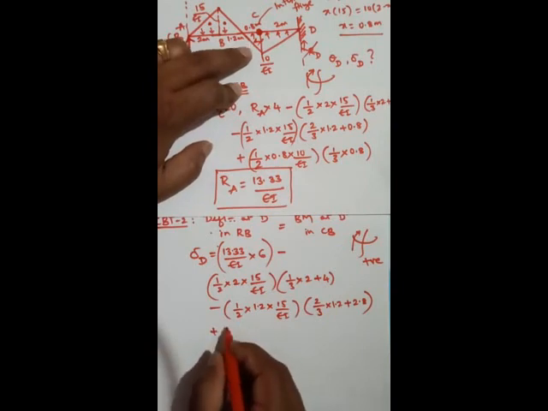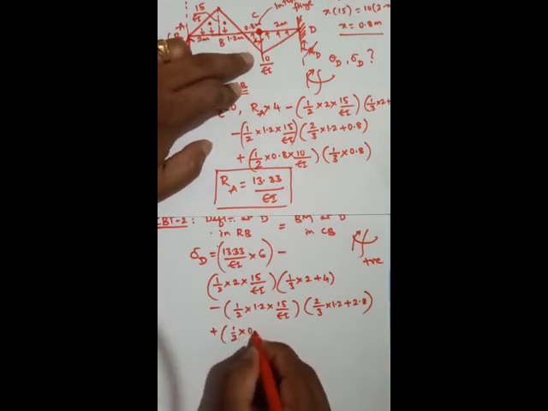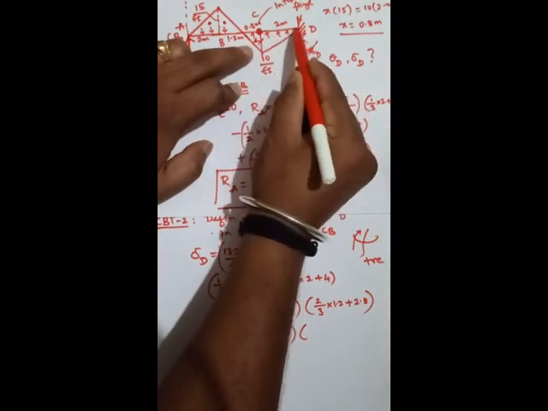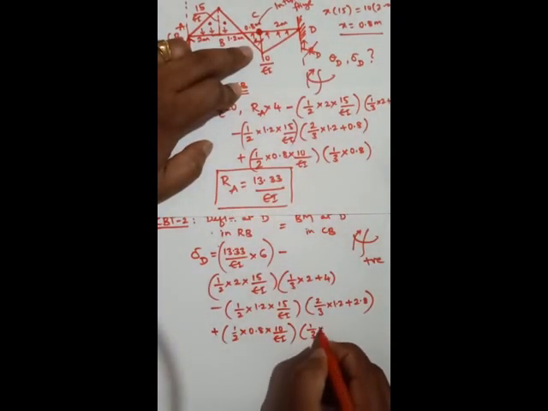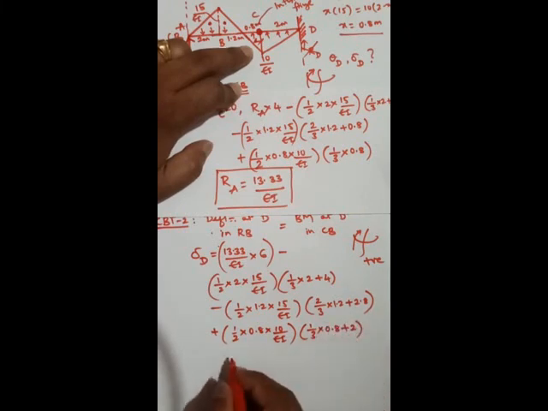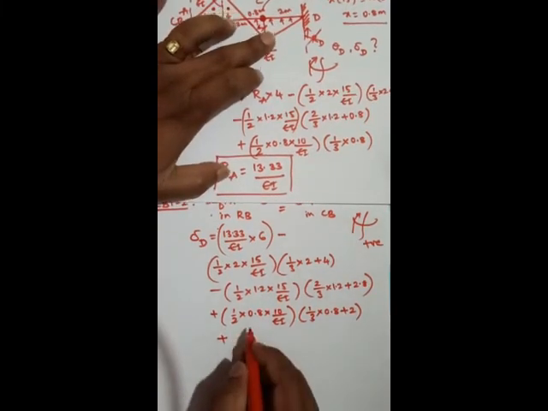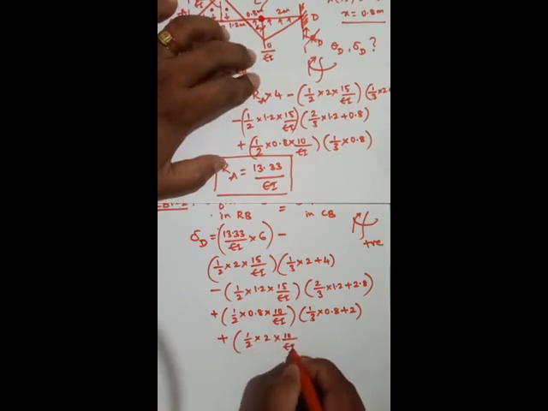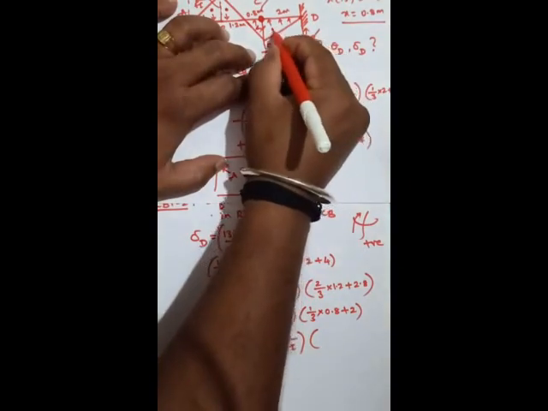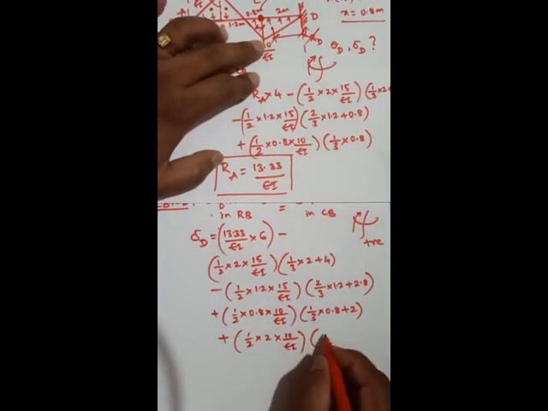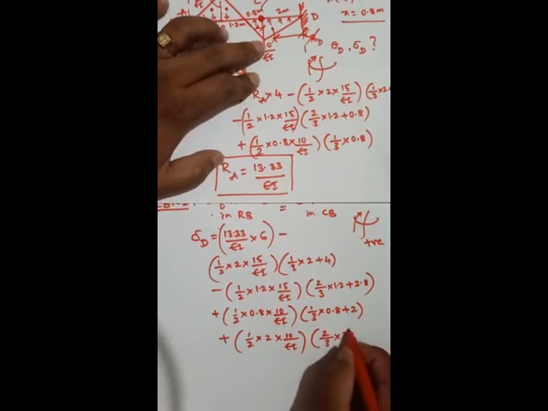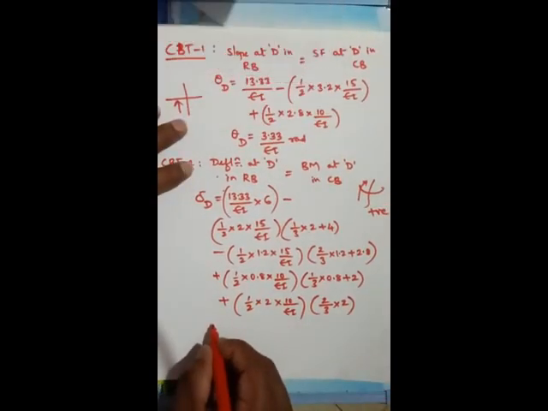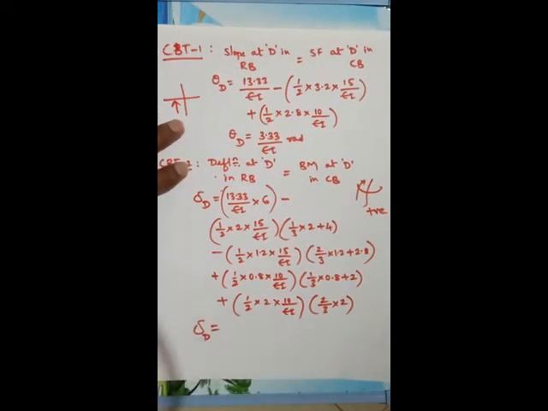Then next, this diagram is making clockwise. So it is now plus, area is half into base is 0.8 into height is 10 by EI into perpendicular distance. From here to here it is 2 meters, from here to here it is 1/3 of base, that is 0.8 plus 2 meters. Then plus this, area is half into base is 2 meters into height is 10 by EI into perpendicular distance. It will be here, from zero position it is 2/3 of. So we have written all the areas and force into perpendicular distance.